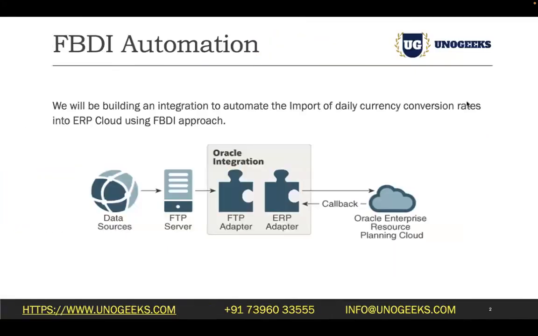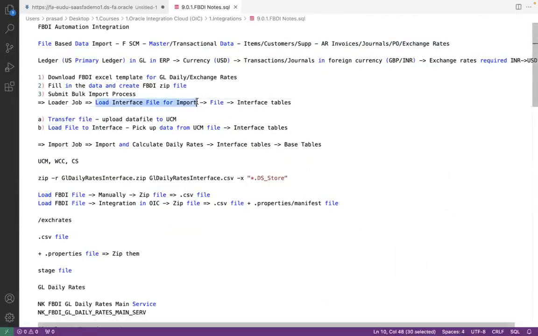Does ERP cloud know what loader job it needs to run, guys? Is it a common loader job that we have? Load interface file for import. Since this is a common loader job, it doesn't matter what you're dealing with, whether it is journals or invoices or purchase orders, doesn't matter what you're trying to load. The loader job is always going to be this one. So it's a common loader job that we have.